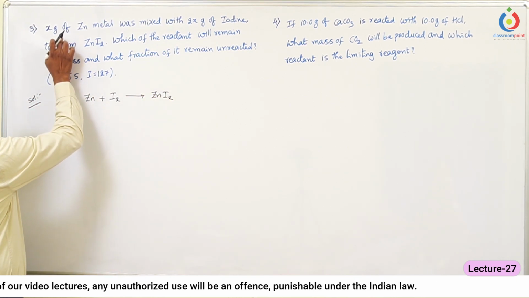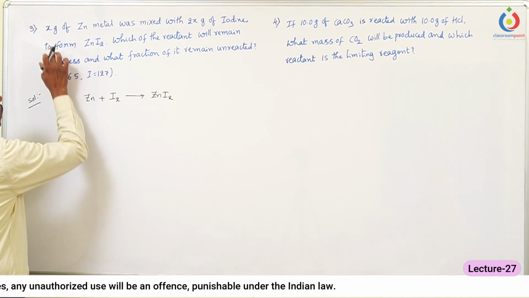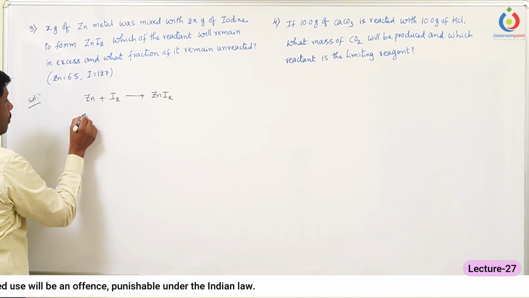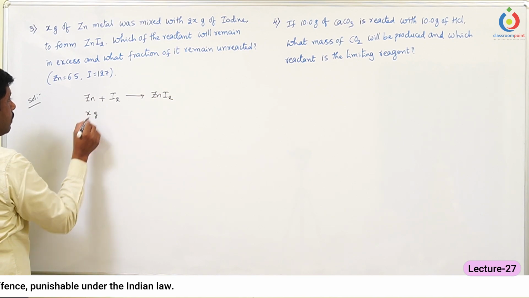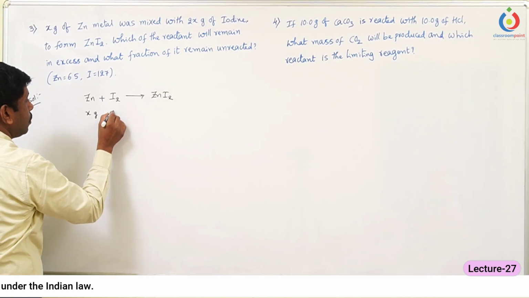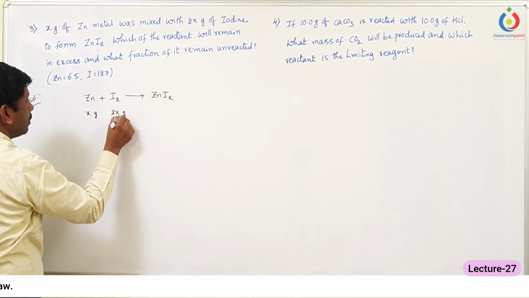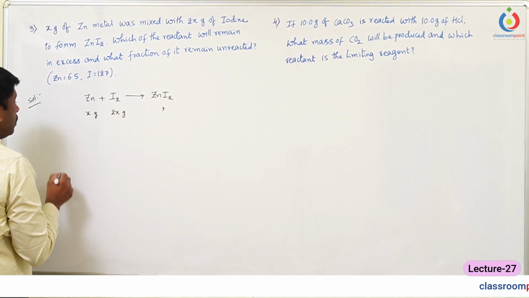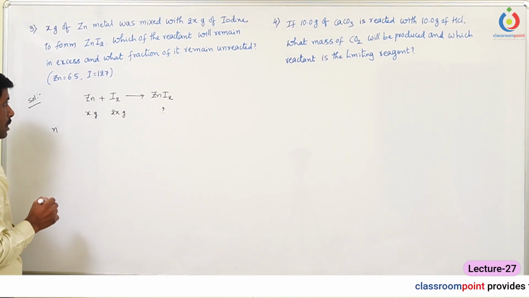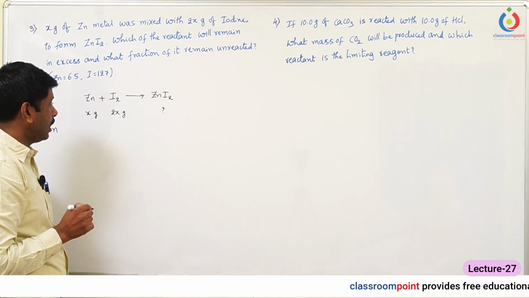Let us see the given data. X grams of zinc reacts with 2x grams of iodine. This we don't know anyhow. So let us find out the number of moles of both of these reactants, zinc and iodine.